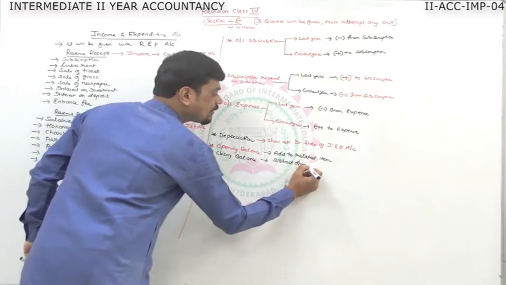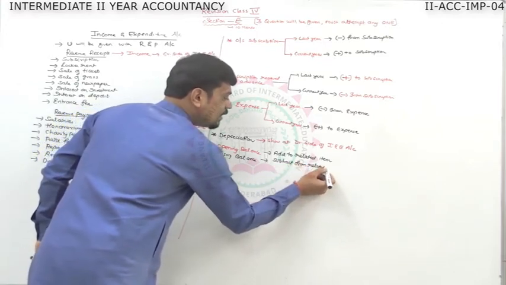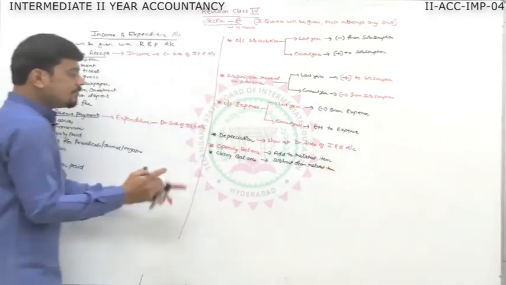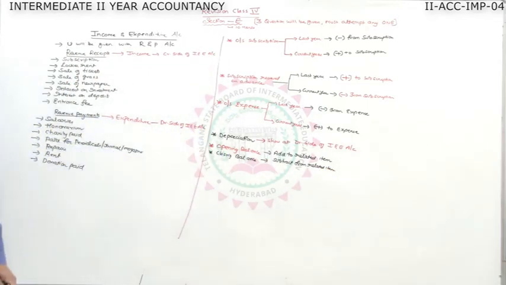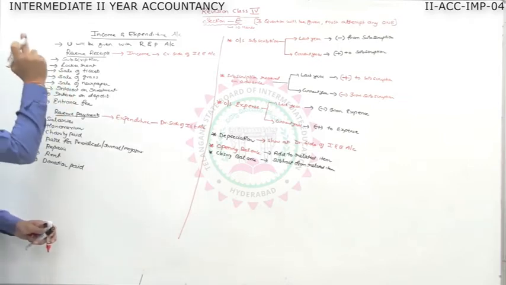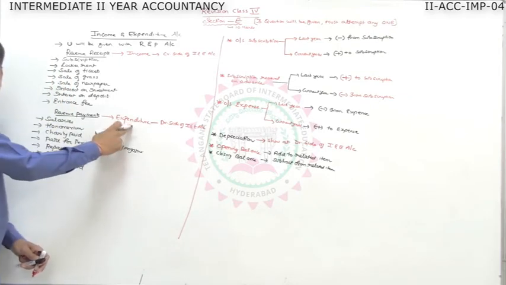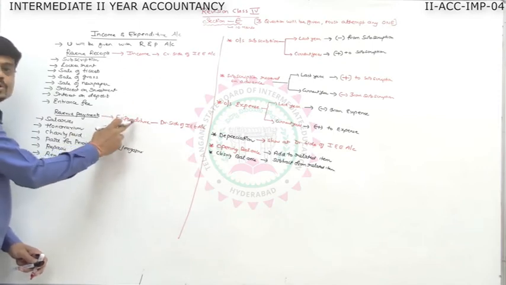You subtract from the related item. When you add and subtract, you will get the answer, which is called the value of material used. And that used part will show on the expenditure side. Okay? It will show as expenditure.